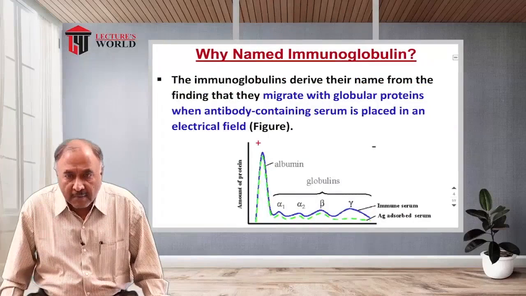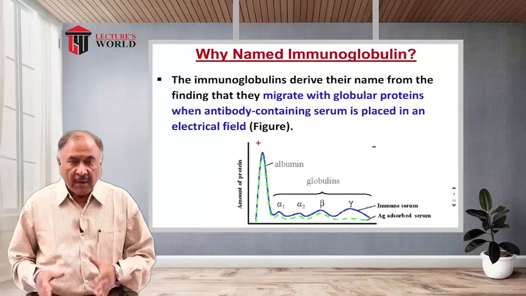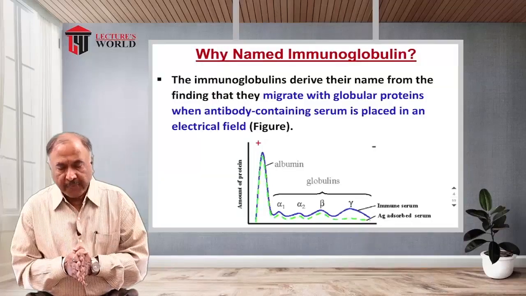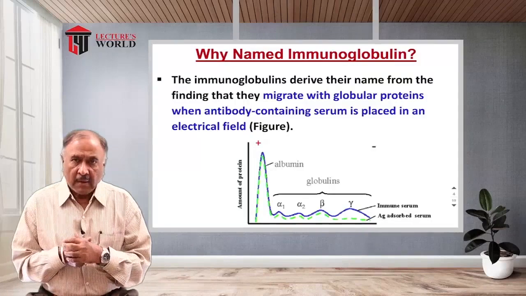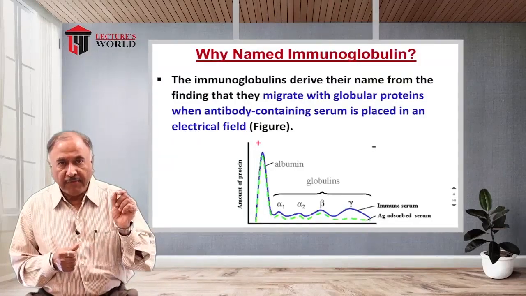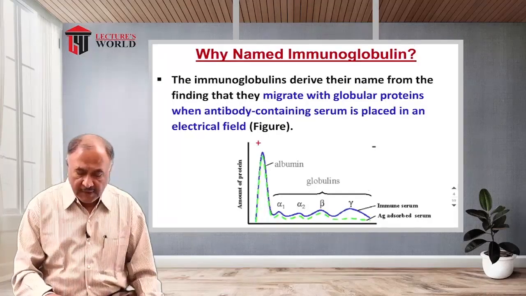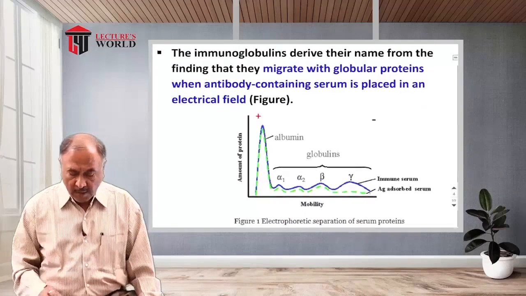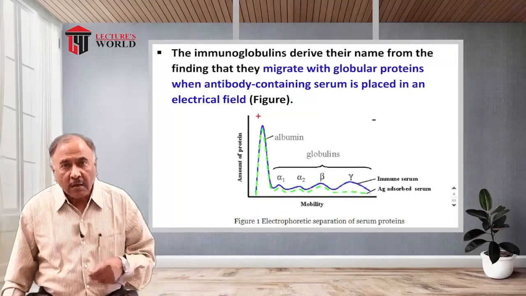And why were they named immunoglobulins? Because it was found that these proteins which migrate, they were the proteins that imparted immunity.